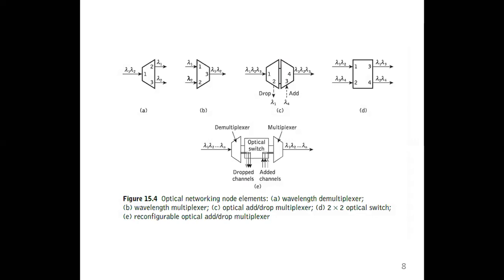A is basically a wavelength demultiplexer. You can see that there's an incoming signal which is on lambda 1 and lambda 2. Then you have a wavelength multiplexer in diagram B, where you have two signals at the input, and these are combined into a single signal, lambda 1.